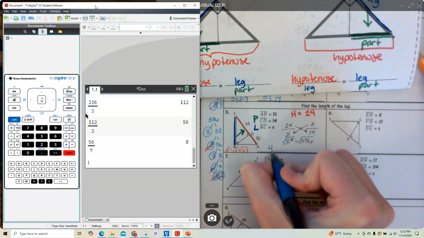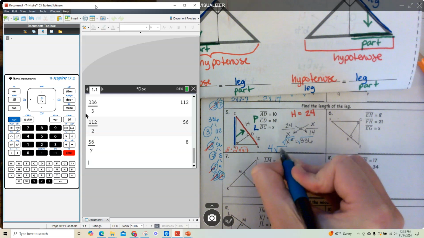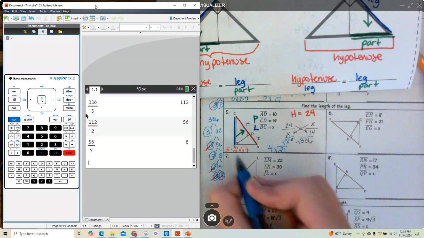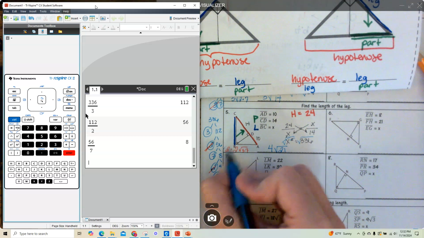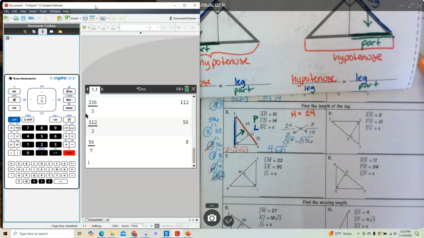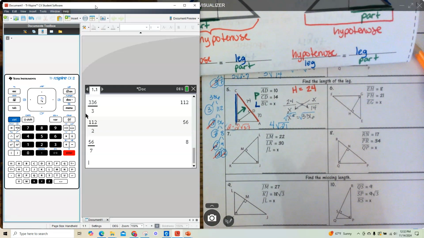2 times 2 is 4. 3 times 7 is 21. Okay? Take what pulls out, smush it back together, multiply it. Take what has to stay in, smush it back together, multiply it.